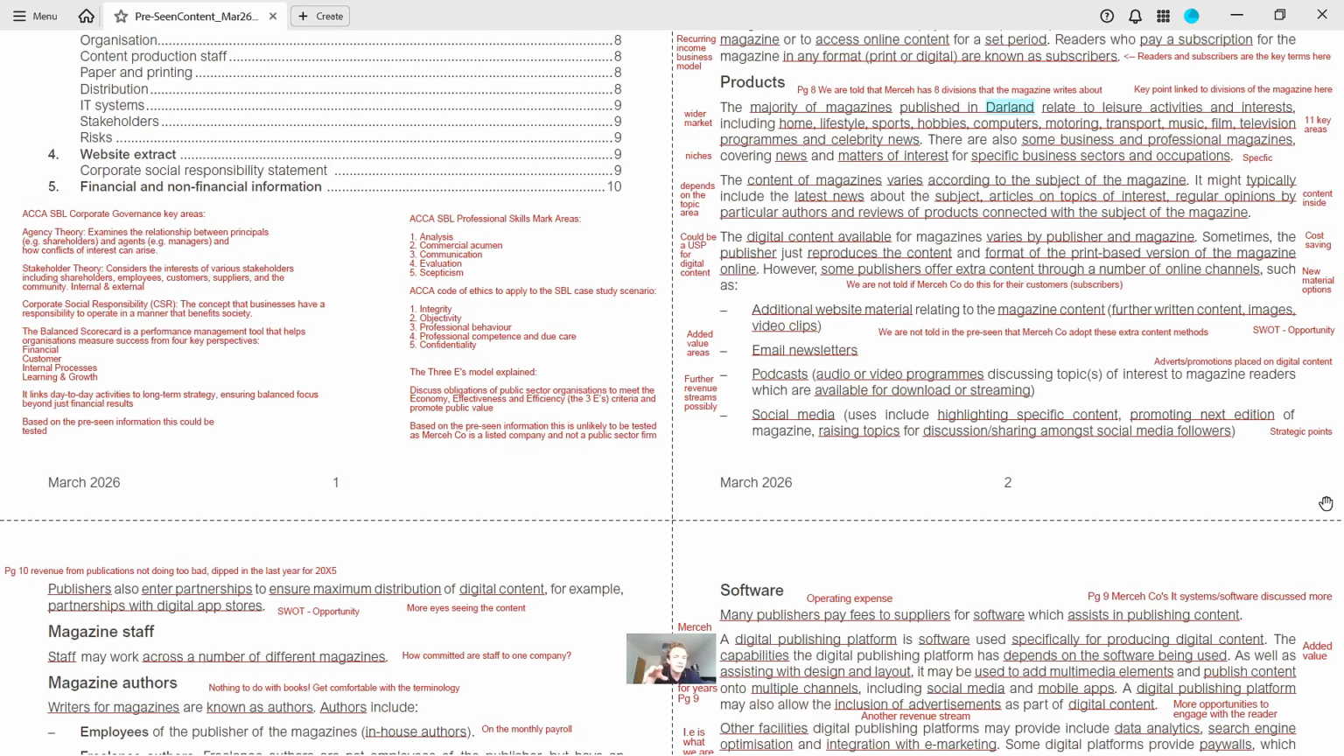We're given a variety of information. So again, make sure the balanced scorecard is down and you put some notes next to the 4 different areas, how you've interpreted the pre-seen materials.